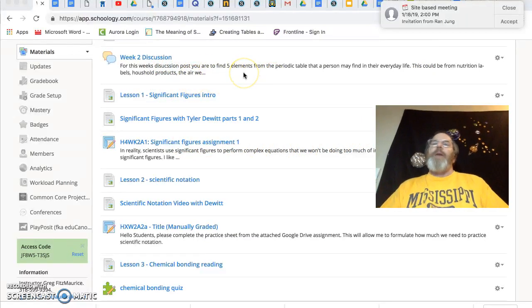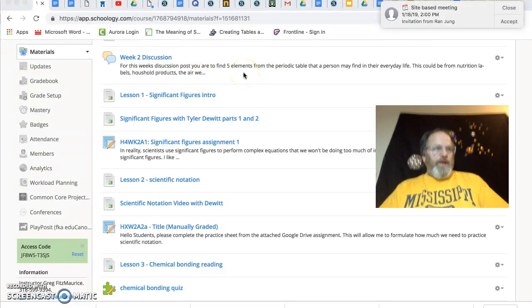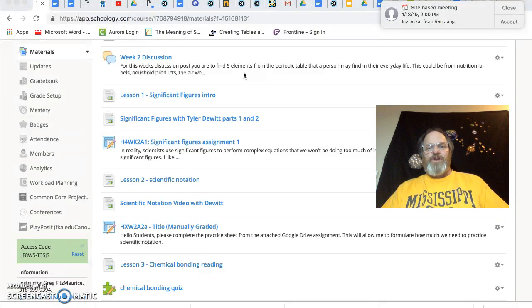Then we get into some math work we're going to be doing. I'm not expecting you to master significant figures or scientific notation. I want you to have an idea of what those symbols stand for. You might already have an idea. So there's a video on significant figures right here. Okay, or here's the explanation.